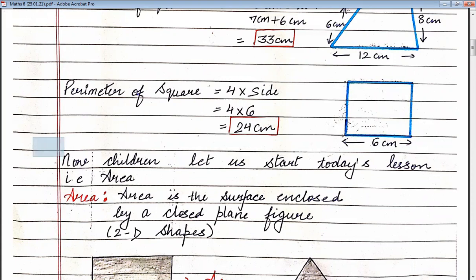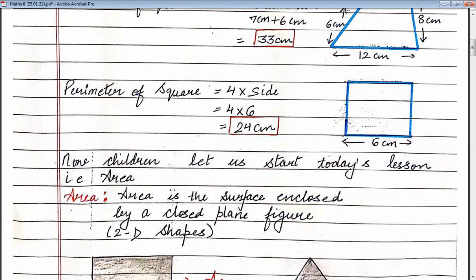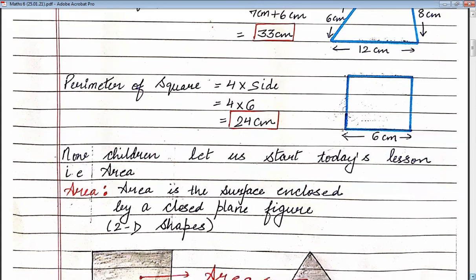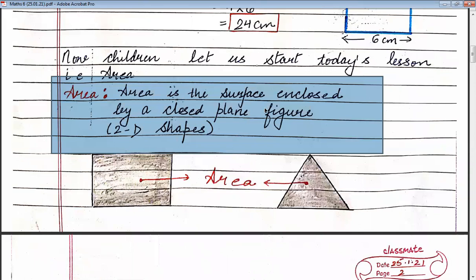Now, let us come to today's topic, that is area. Children, let us discuss what an area is. I hope you know what 2D shapes are. 2D shapes are those shapes which have only two dimensions. Okay, so now let us discuss the area. Area is the surface enclosed by a closed plane figure. I hope you understood this.